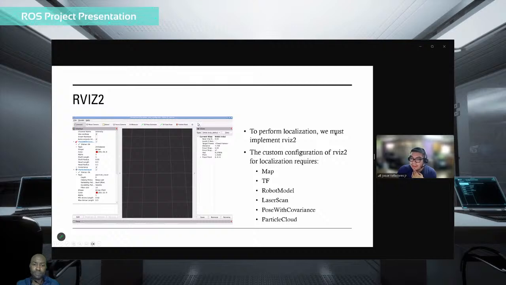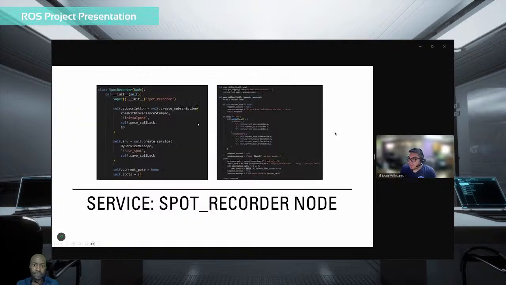And then here we just have the spots to file, which is just here we just create the subscription. Here we have the service, and then here's the callback and the save callback right here, which, while you're testing it, you would go to corner one, call it, it would get the position, the orientation, put it into spots version 2.yaml, and you just do that repeatedly for corner two and pedestrian as well.